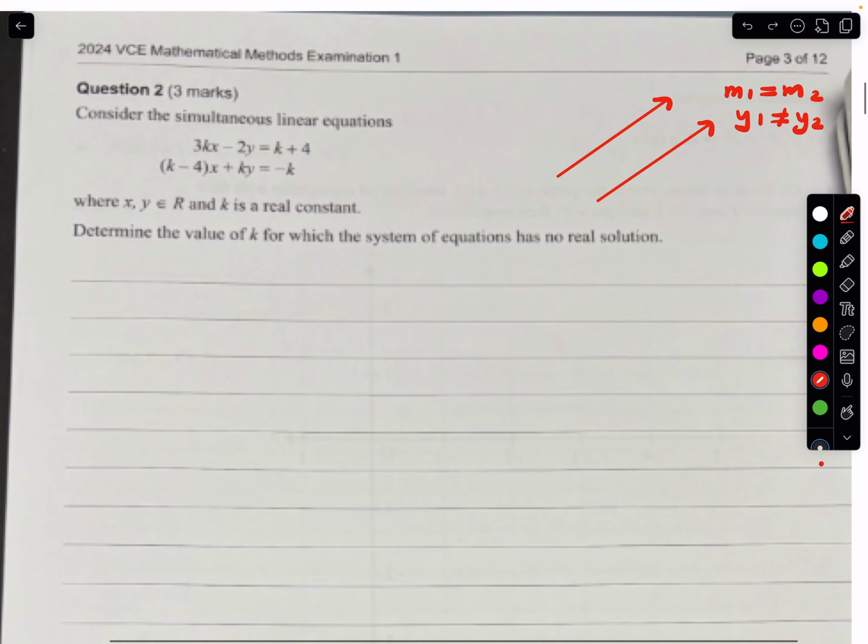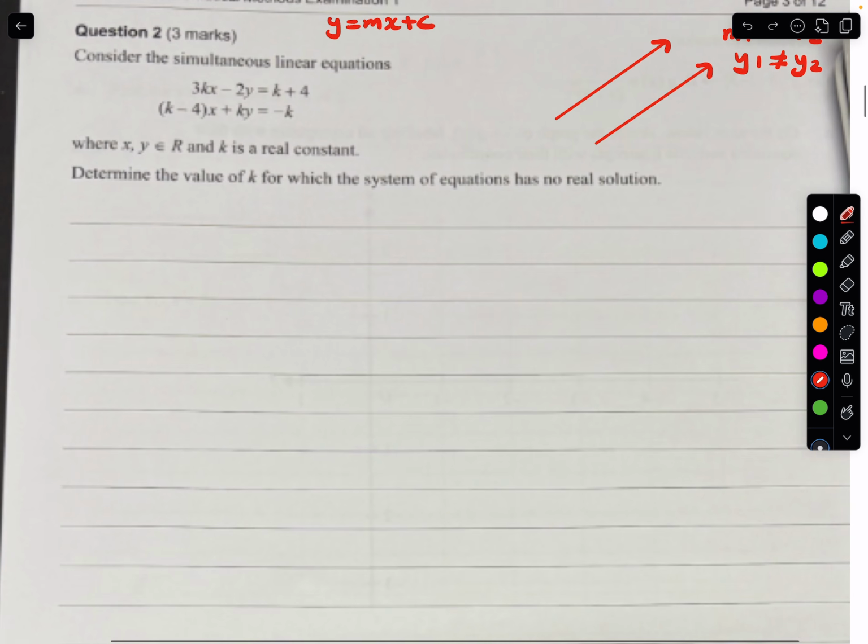So let's do it. First of all, what I'm going to do is get these in the form y equals mx plus c, because I can easily see the gradient and the y-intercept, and so I can use that to compare. So let's do that.